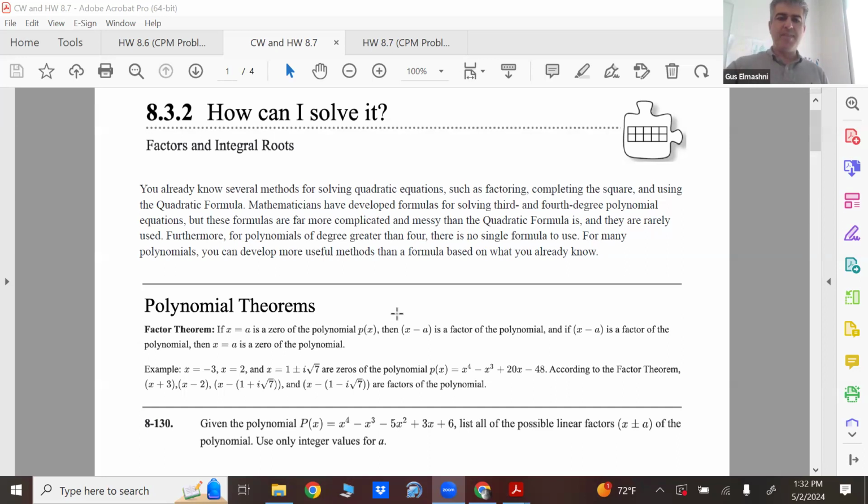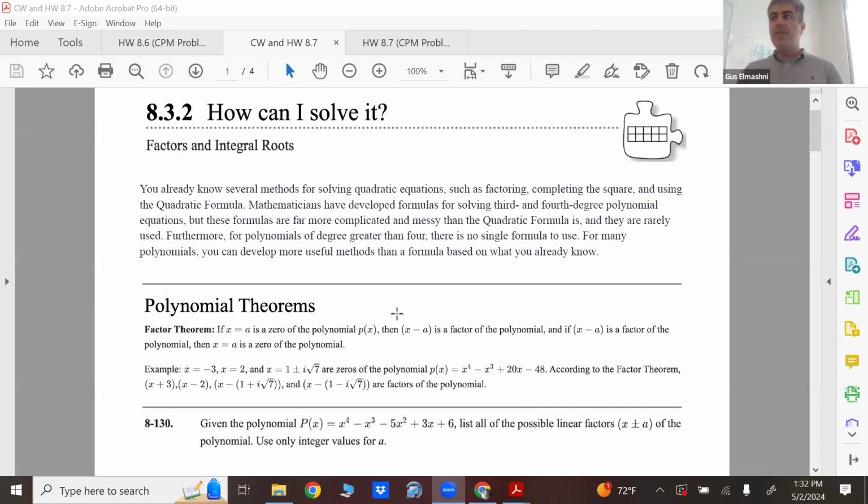Sure. You already know several methods for solving quadratic equations such as factoring, completing the square, and using the quadratic formula. Mathematicians have developed formulas for solving third and fourth degree polynomial equations. But these formulas are far more complicated and messy than the quadratic formula is, and they are rarely used. Furthermore, for polynomials of degree greater than 4, there is no single formula to use. For many polynomials, you can develop more useful methods than a formula based on what you already know.